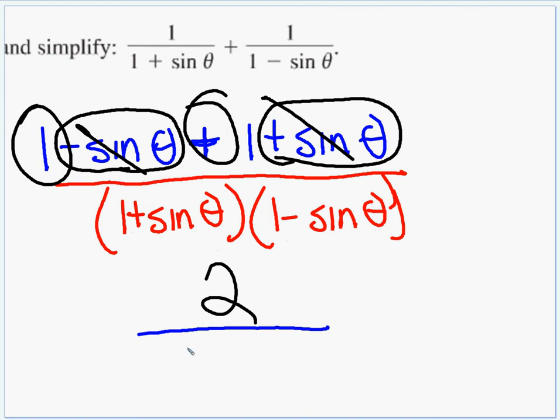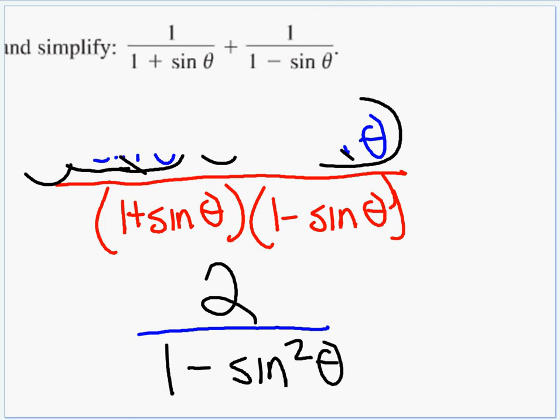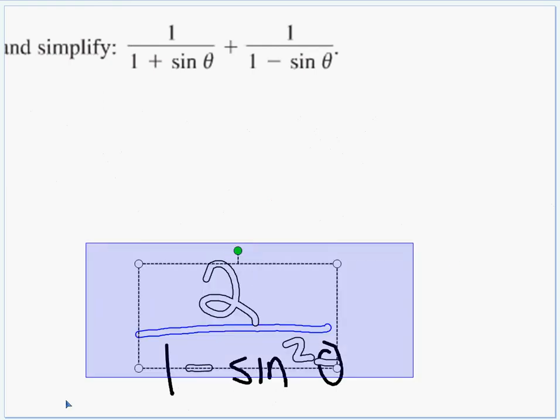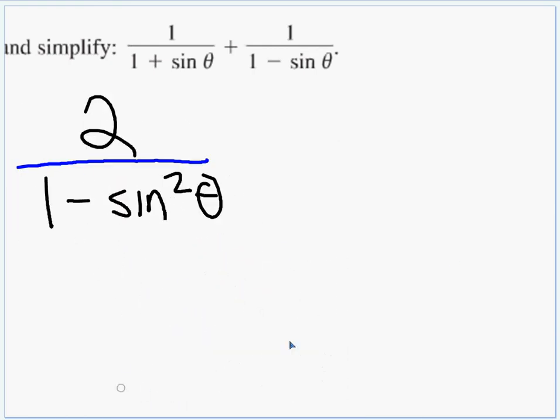Now let's see what happens if we FOIL out that denominator. 1 plus sine times 1 minus sine. That is 1 minus sine squared theta. Ooh, okay, we're getting somewhere. I see a trig function squared with a 1 lurking around. Might be an opportunity to use a Pythagorean identity.